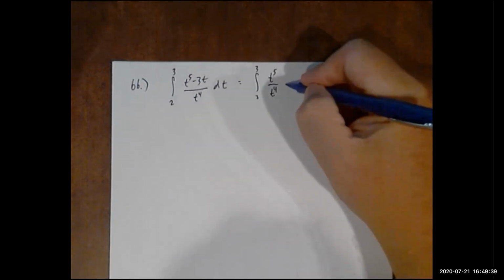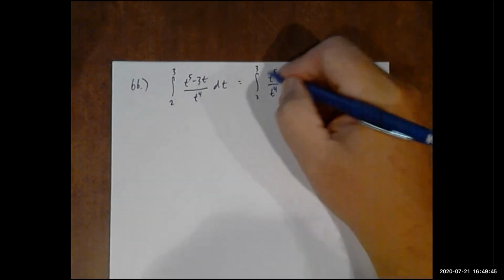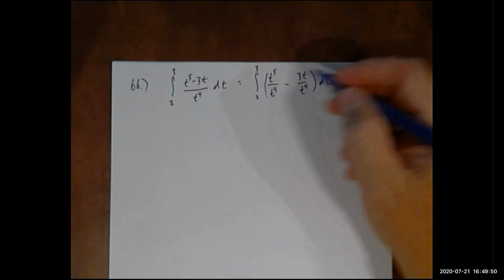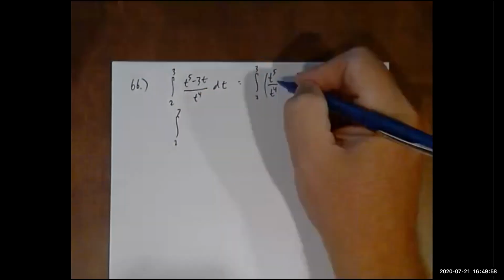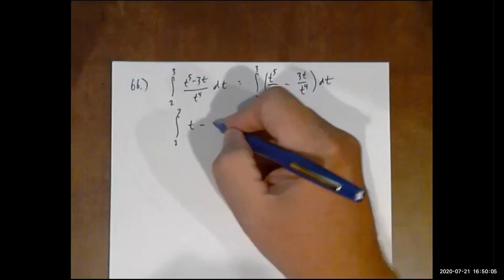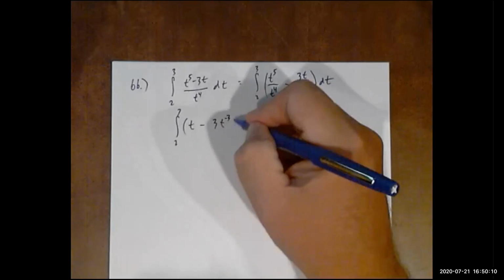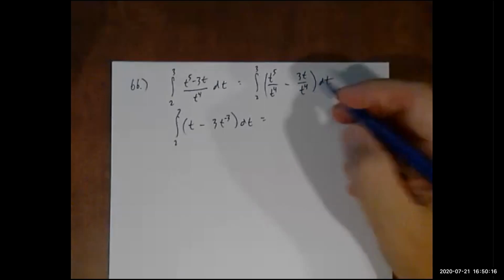So I'm going to take this and break it up into two fractions, right? And now I can integrate. Well, first of all, let's simplify. t to the 5th over t to the 4th is just t, minus 3t over t to the 4th is 3 over t cubed, which I'm going to change to get ready to integrate. So now I can integrate these separately.